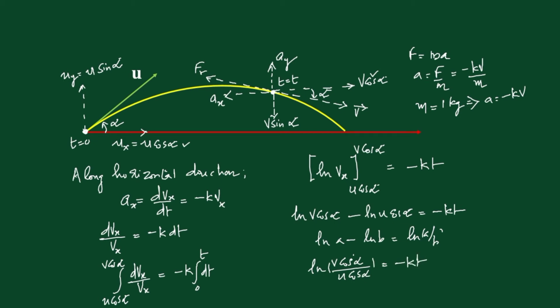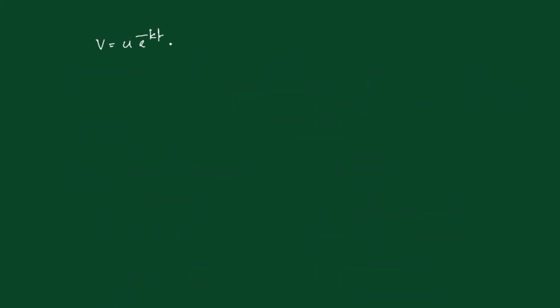So natural log v by u is equal to minus kt, or v by u is equal to e raised to minus kt. So v is equal to u e raised to minus kt, isn't it? We can take this as equation number 1.